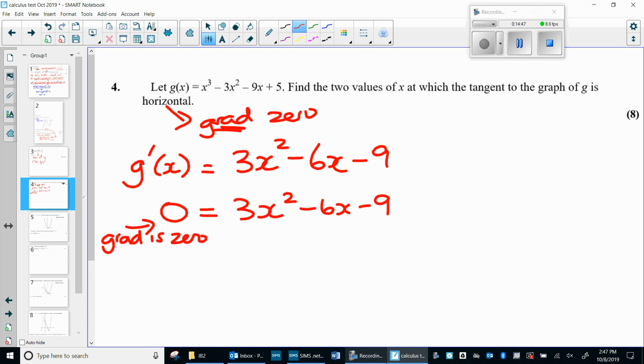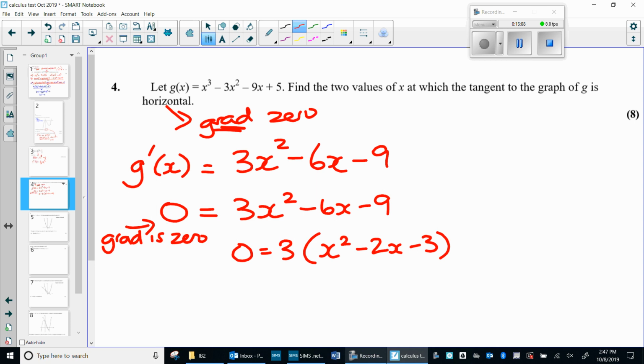I remember someone started using the quadratic formula and then didn't put the numbers in there. I don't know what happened. Myself, if I was doing this, I'd see that this was 3, 6, and 9, so I would factorise it. So if I was doing this, I would bring the 3 to the front.